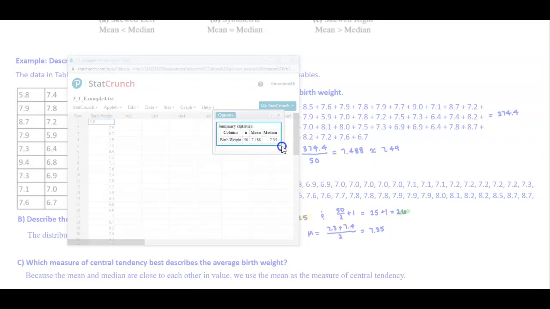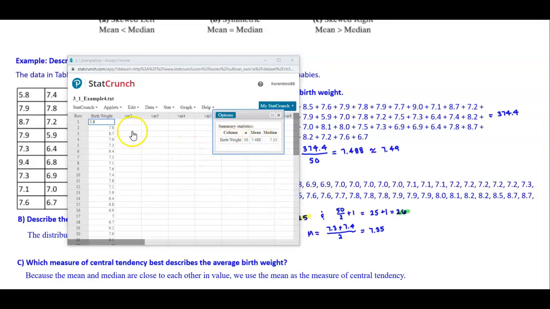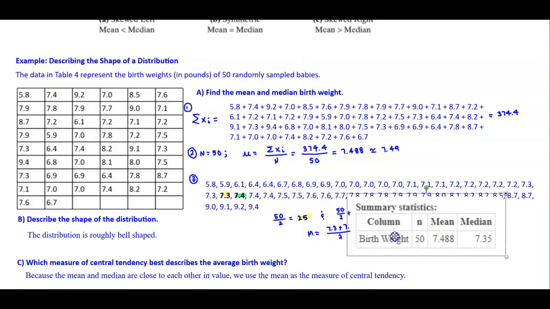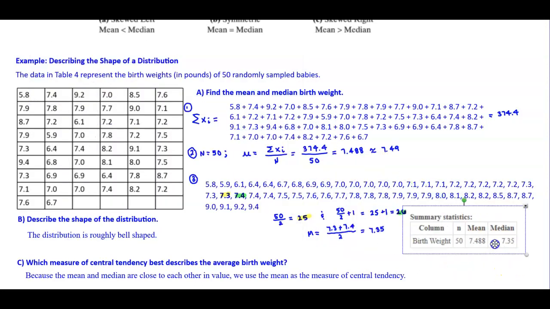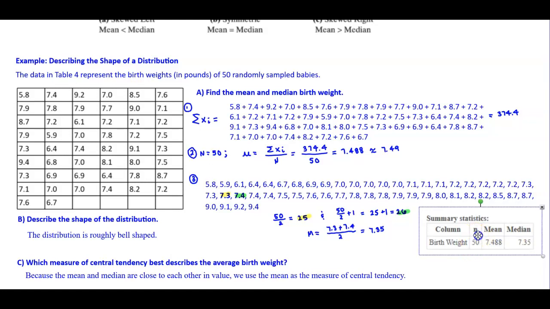We have a summary of statistics. And in this scenario, it gave us exactly what we did by hand. We can see that there are 50 observations. We see that the mean is 7.488, which we rounded to 7.49, and we can see that the median is 7.35. Now we want to describe the shape of the distribution.